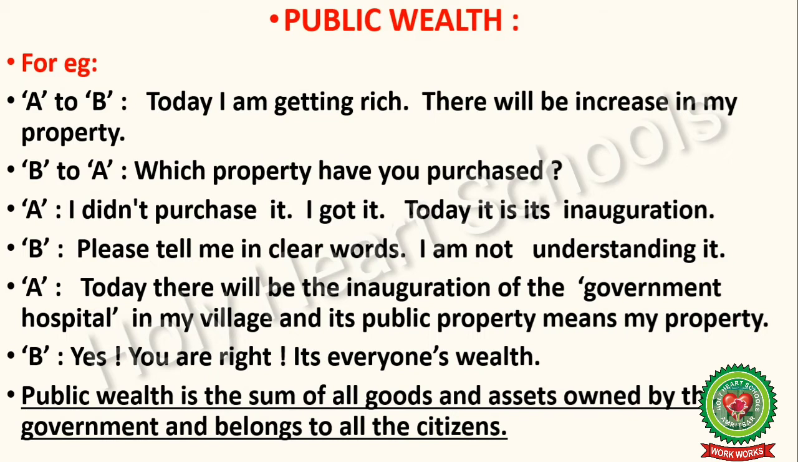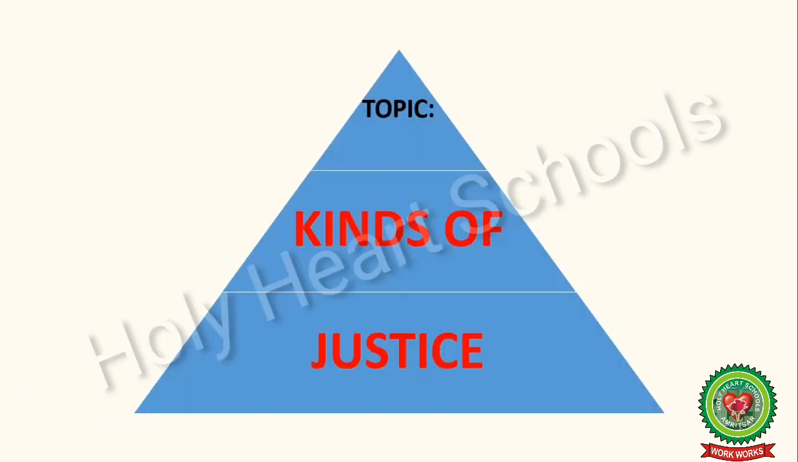It's everyone's wealth. Yes, students, you know that when any government property is there, it's public wealth. So what is public wealth? Public wealth is the sum of all goods and assets owned by the government and belonging to all the citizens. Here I have given the example of the government hospital. So villagers talk about it as their own wealth, an increase in their own property.